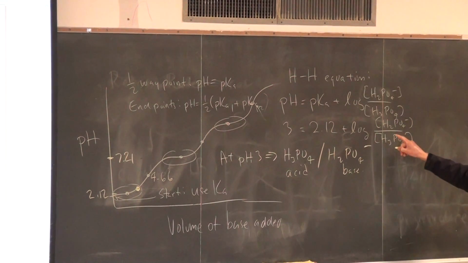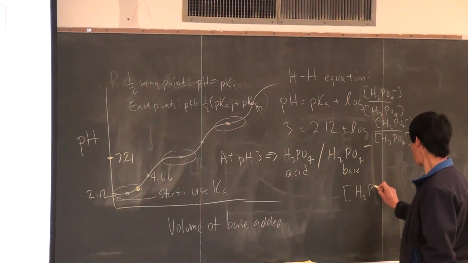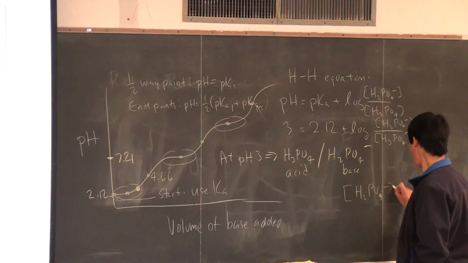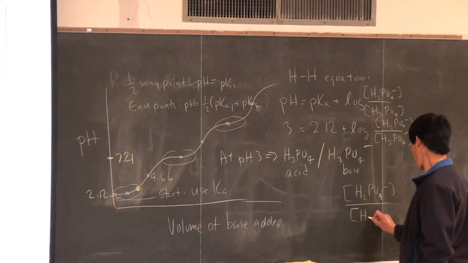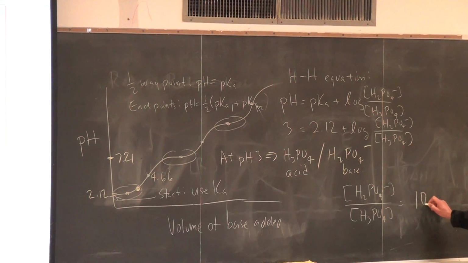Okay, so then we can just solve for this ratio. So if we solve for that ratio, we have H2PO4 minus divided by H3PO4, and that's equal to 10 to the 0.88 power, 7.59. Yeah, this is the ratio between those two. So we'll have 7.59 of the base to 1 of the acid.